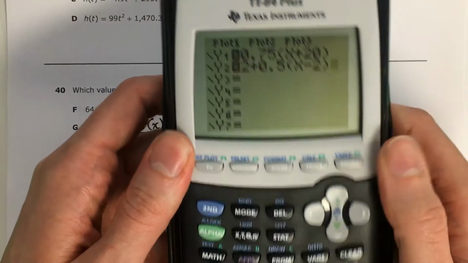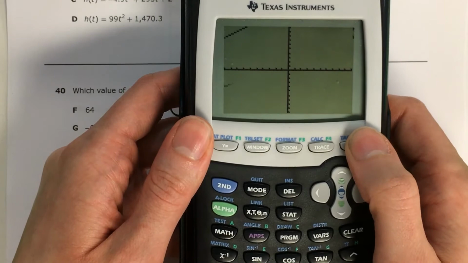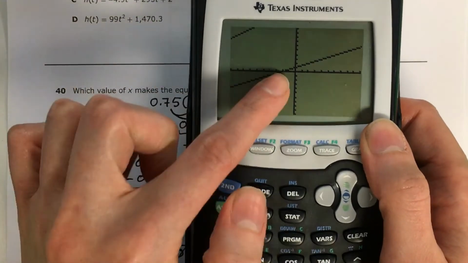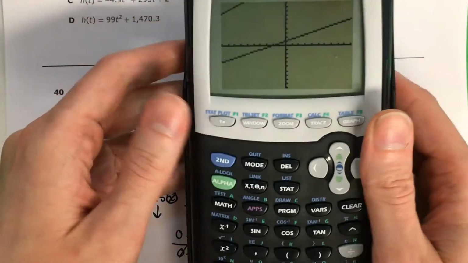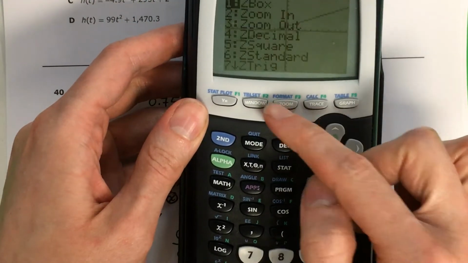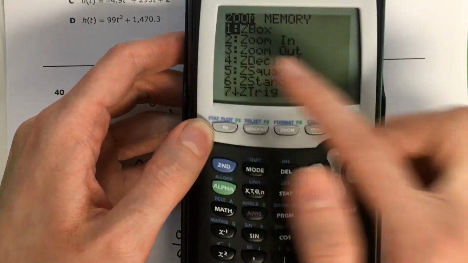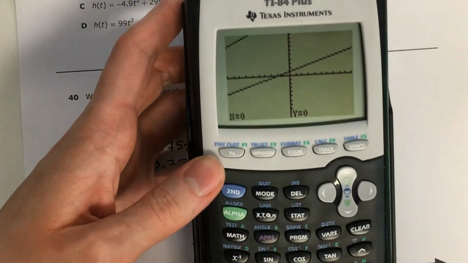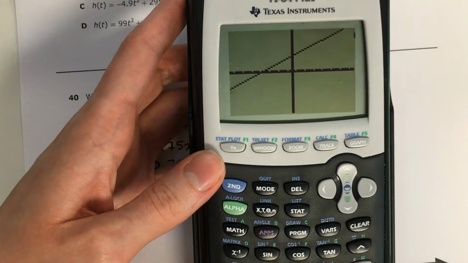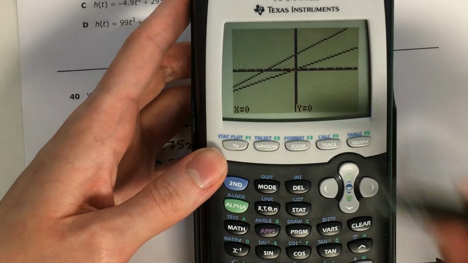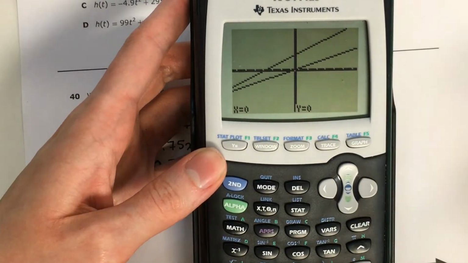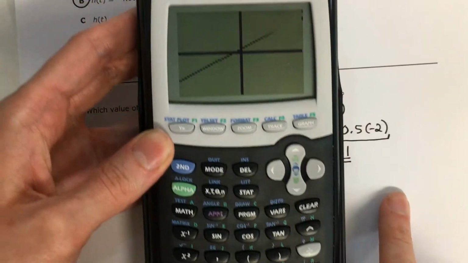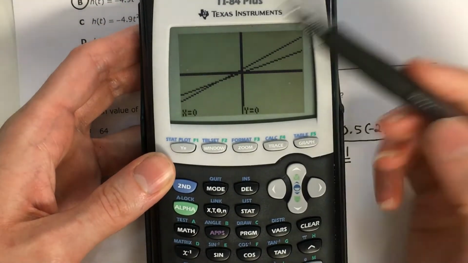There we go. Now I'm going to go to the graph. I need to see where the two lines touch. I don't see a touch, so I will need to zoom out. So I'm going to push zoom. Out is the number 3, so I'm going to push the number 3. And I will push enter one time and wait. Okay, I still don't see a touch. I need to see the touch, so push enter again. And now I see a touch.